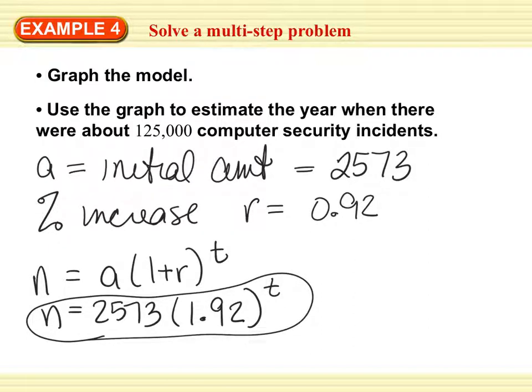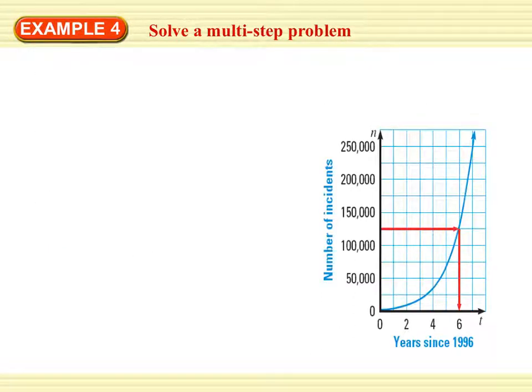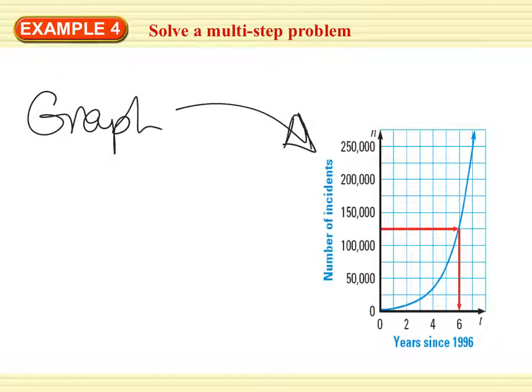Now we're going to graph the model. Okay, they graphed it for us. That's harder when the numbers are bigger. Using this model, you can estimate the number of incidents in 2003. We know in 2003, t is 7: 96, 97, 98, 99, 2000, 2001, 2002, 2003, 7 years. Just had to count that one out. So put that into our growth model.